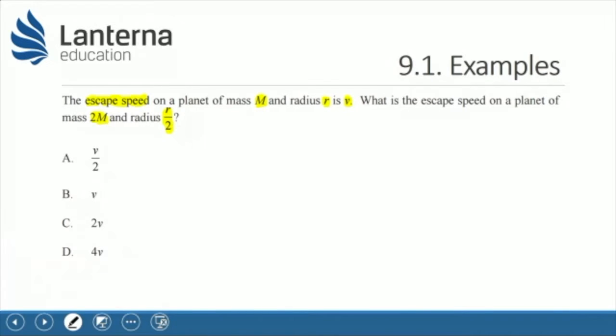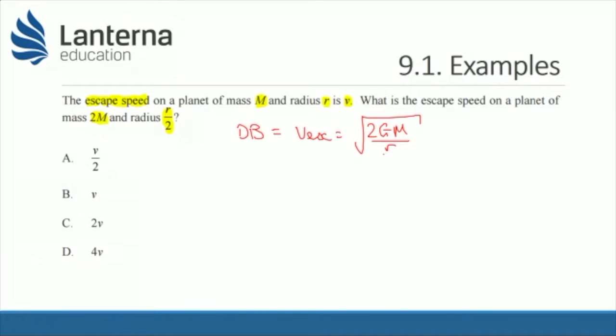Okay, so for every question, as soon as I see a word that links to an equation, I'm going to write it out. So from the data booklet, I know that the escape speed is equal to the square root of 2GM over r. Okay. So for my first one, I'm going to label all of these 1, just so it's clear which one I'm talking about. So v1 is equal to the square root of 2GM1 over r1.